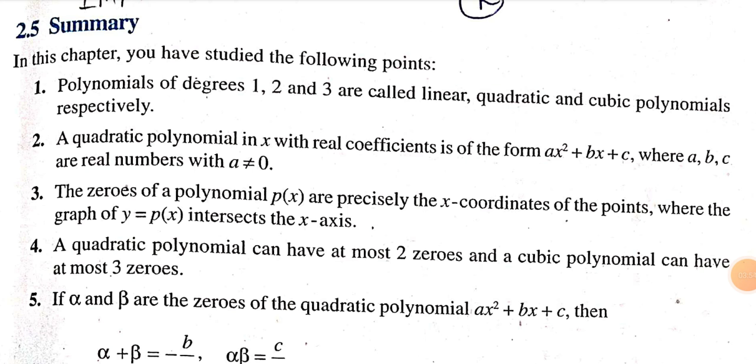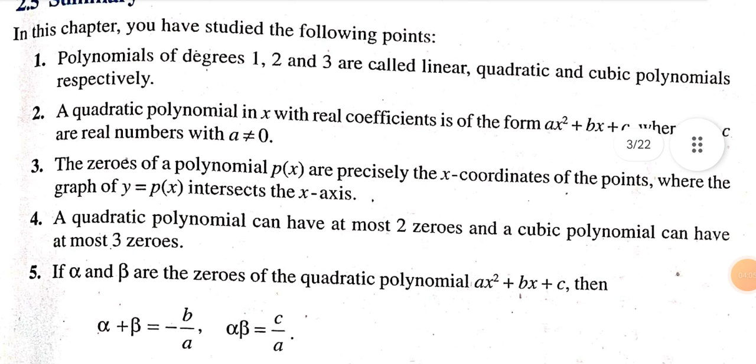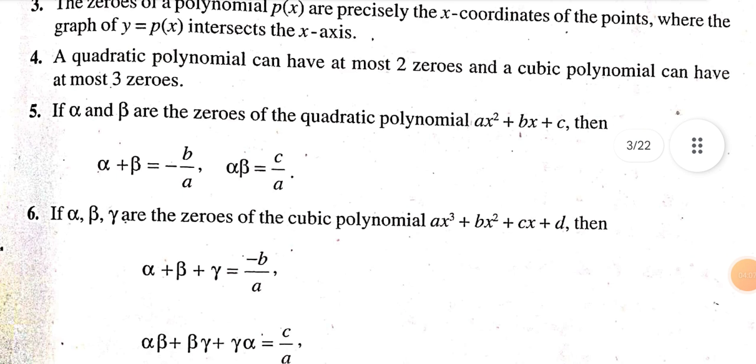3. The zeros of a polynomial p(x) are precisely the x-coordinates of the points where the graph of y is equal to p(x) intersects the x-axis. 4. A quadratic polynomial can have at most 2 zeros and a cubic polynomial can have at most 3 zeros. 5. If alpha and beta are the zeros of quadratic polynomial ax square plus bx plus c, then alpha plus beta is equal to minus b by a, alpha beta is equal to c by a.